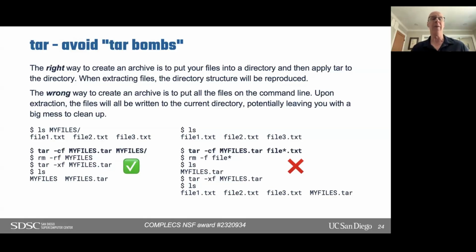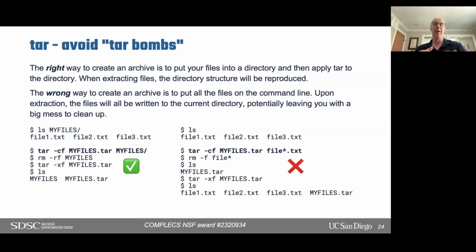Now, one thing about tar files, there's something called a tar bomb, which is where you expand a file and it just fills your directory with files. So the right way to create one of these archives is to put all of your files into a directory and then apply tar to that directory. And then when extracting files, the directory structure will be reproduced. Now, the wrong way to create an archive is to put all the files on the command line. And upon extraction, the files will all be written to the current directory, potentially leaving you with a big mess to clean up.